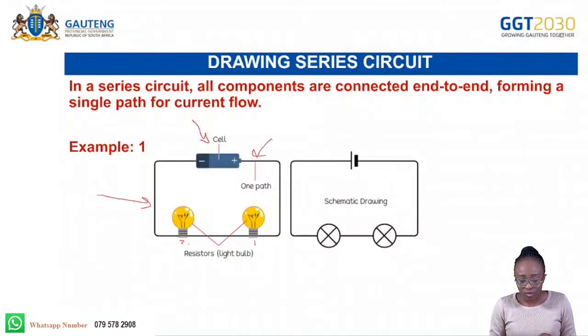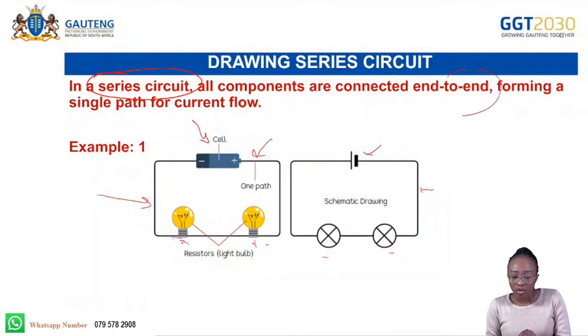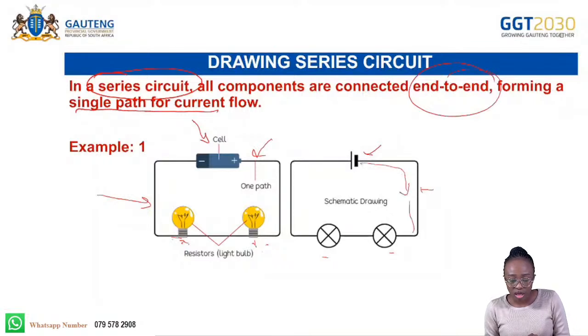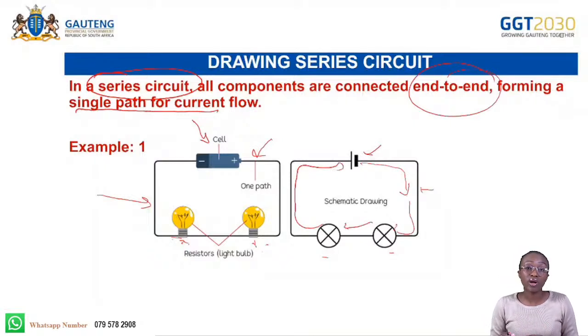So when we draw our series circuit, we're using symbols. This is the symbol for the light bulbs, this is the symbol for the conducting wire, and this is the symbol for the energy source. So this is how we draw a series circuit. We want to draw these components exactly the way they are, connected in an end-to-end way, forming a single path for current to flow. So current is flowing using a simple path. I don't see any other branching routes.